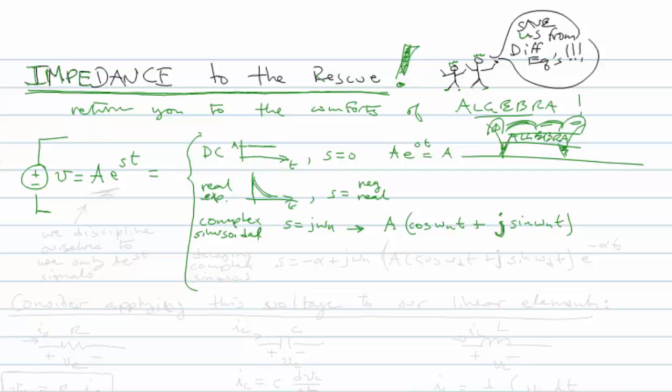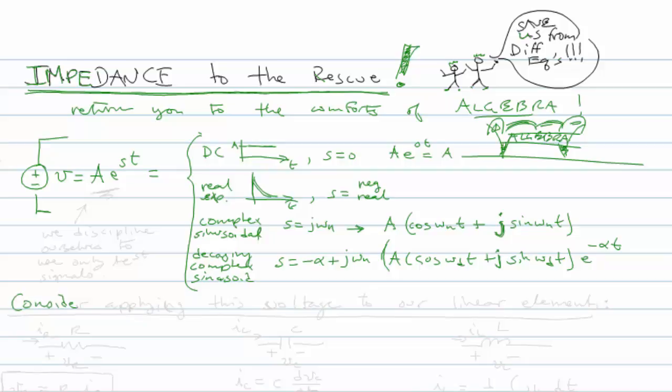And then we could have a decaying complex sinusoid, and this would be the case where s is equal to minus alpha plus some j omega n, right? And then we'd have A cosine omega dt plus j sine omega dt times e to the minus alpha t. So the first two we can produce easily. The second two, that imaginary part's a little strange, but we will find this signal is useful for establishing or exploring what we want to explore now.